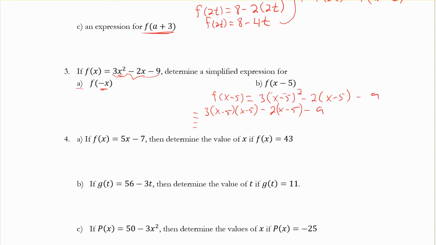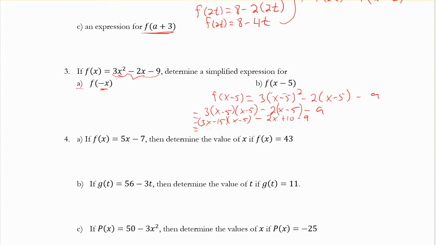So you could do two things. You could go 3 times x and then 3 times minus 5, or you could go x times x, x times 5, and you could do that first and then do the 3. I'll do the 3 inside first. So I'll say that this is 3x minus 15 now times x minus 5 minus, and I'm going to FOIL this now too. So this would just be minus 2x, and then minus 2 times 5 would be positive 10, so plus 10 minus 9. So now I just need to FOIL this first part, and we should be getting close.